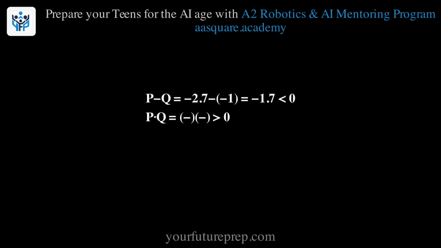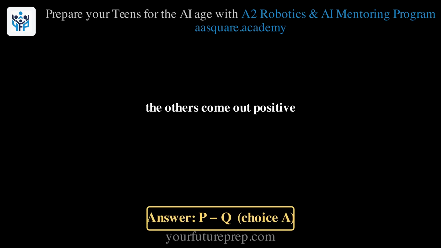Test each sign using the values. Only P minus Q is negative. So P minus Q is negative, choice A.